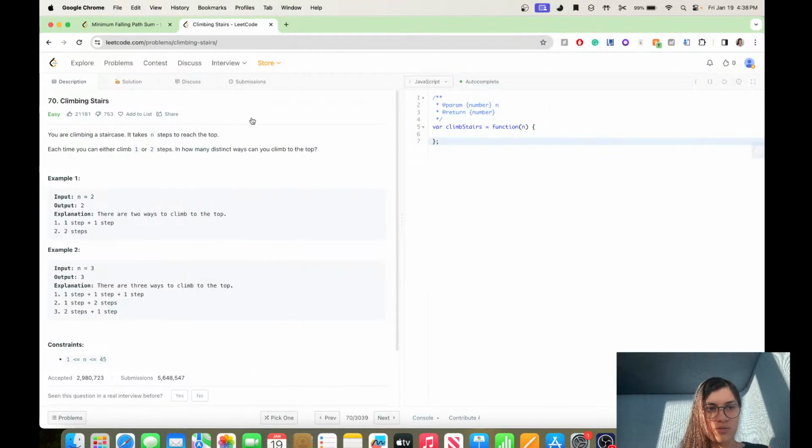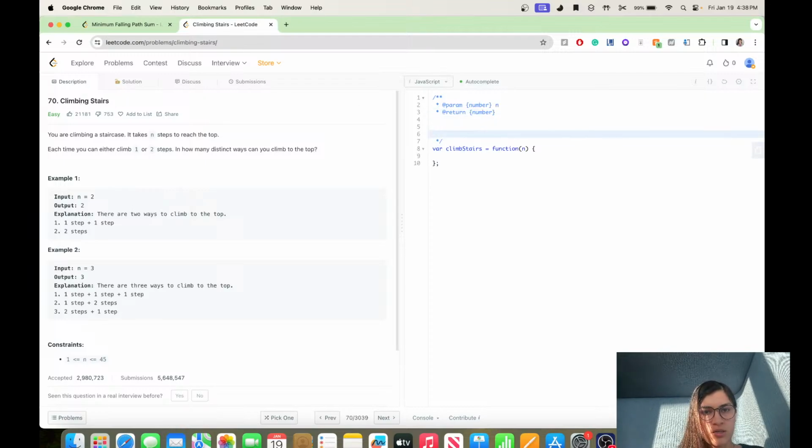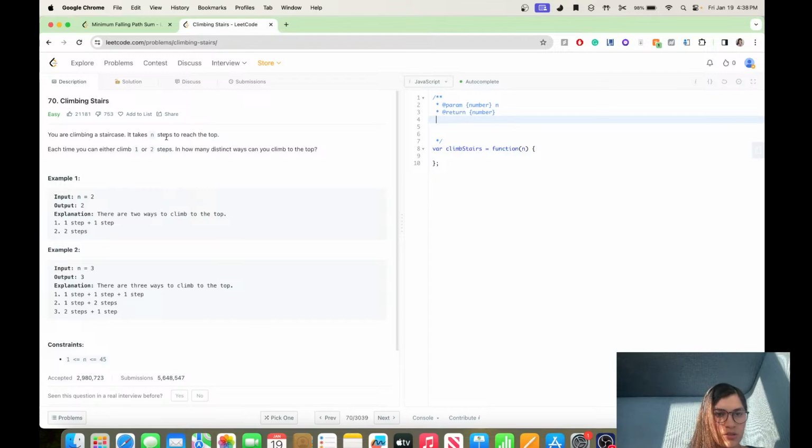Hi everyone, so let's solve a daily LeetCode challenge question. 70, Climbing Stairs. I've also not done this question before. Let's see what the question says.